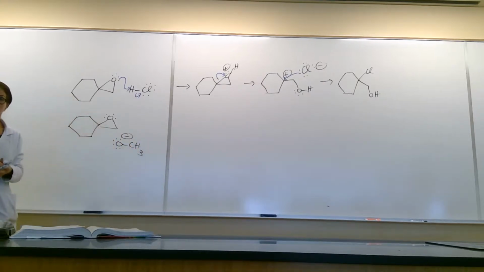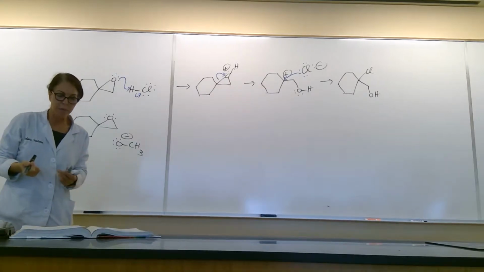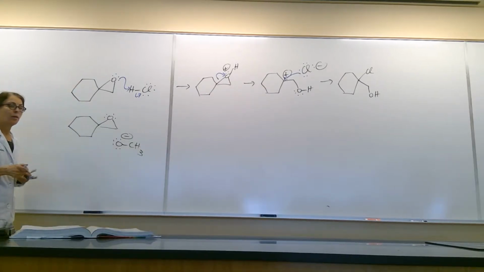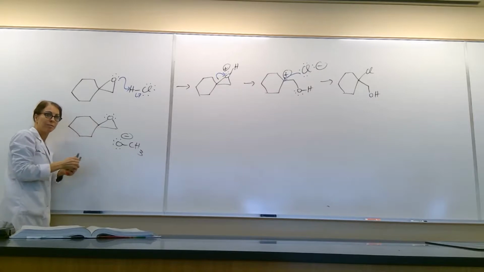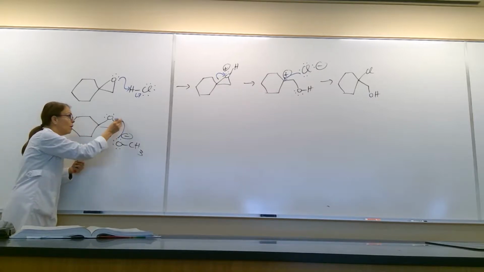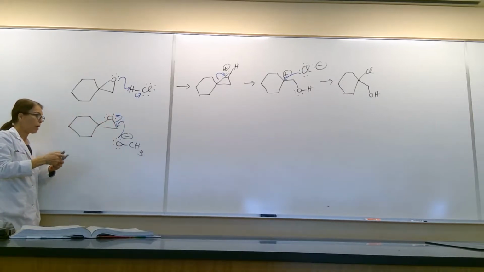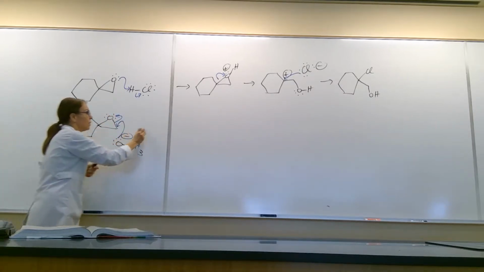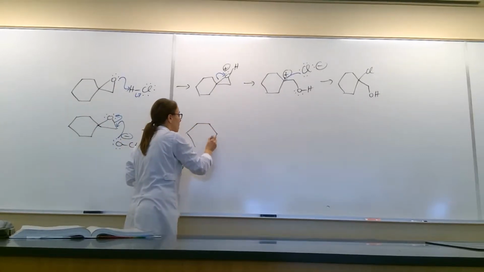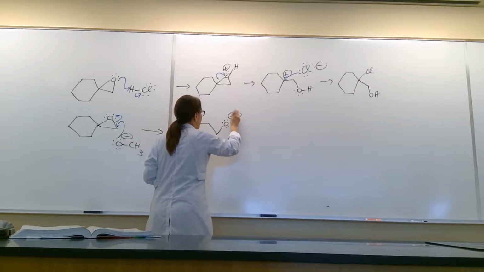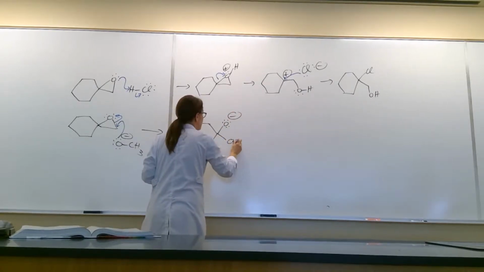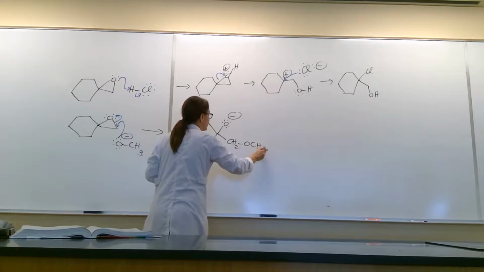So what happens here when you have a base, the first step is you break the ring. Which side will the base approach? Either this one or this one. This is pretty busy, so it's going to go on this side, this open. Okay? So you end up with O minus, and then here, CH2, OCH2.